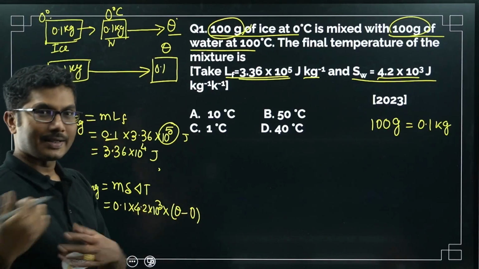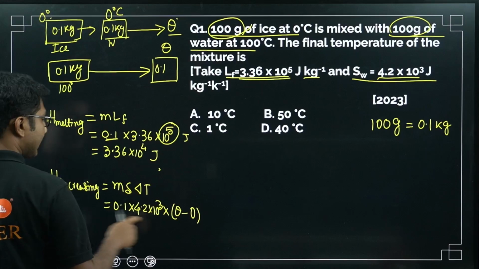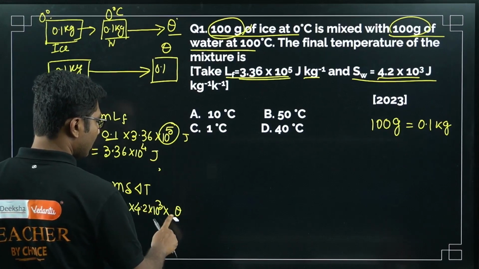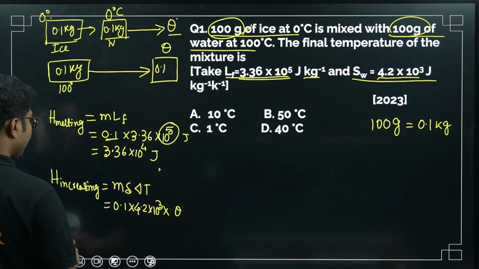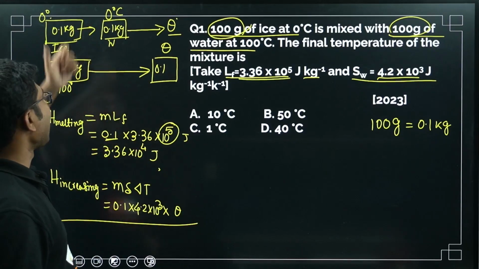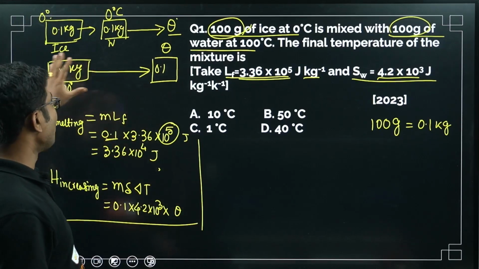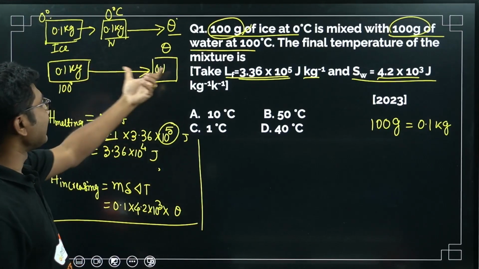Right, theta is the final temperature which is more than 0, so we have written it like that, or theta minus 0 is what? Theta only. So this is the total heat that is being given out by this ice. Now taken by this ice. Now how much heat is given out by this water?